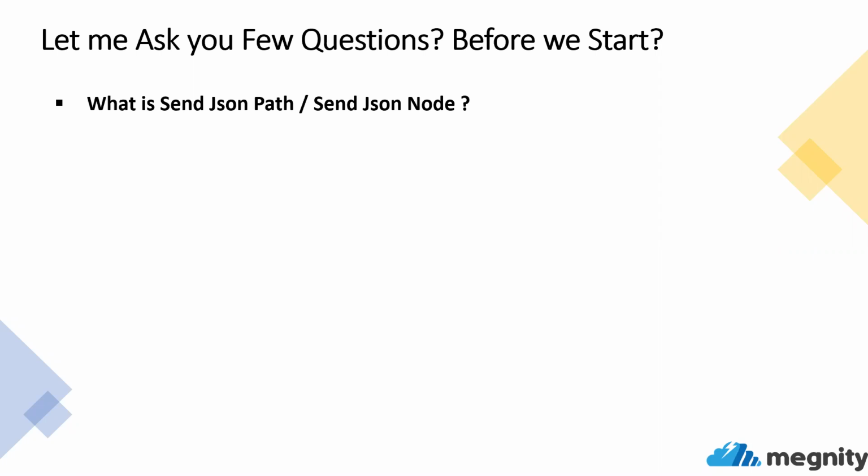So just answer this question. What is send JSON path and send JSON node? If you don't tell this one, there's no point of telling me the IP and error heading. That will also be a dummy session.